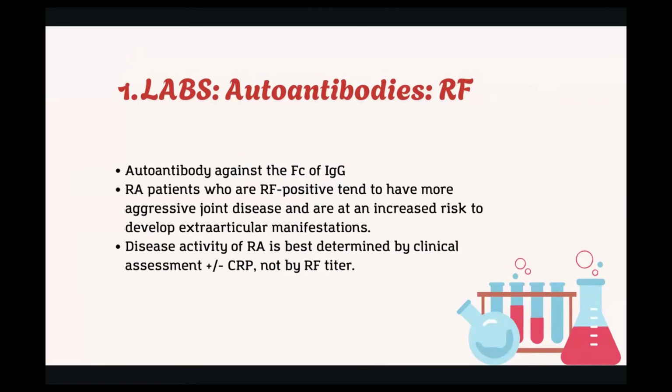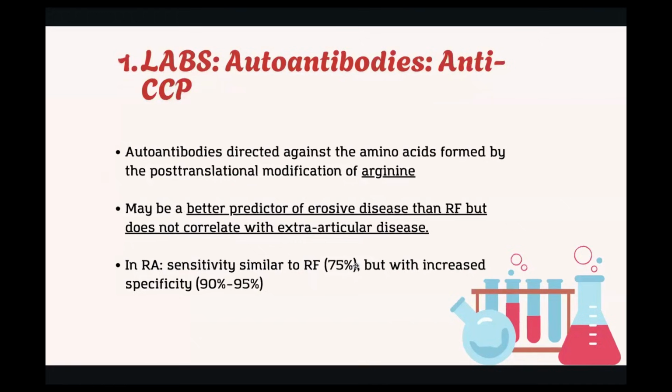antibody, basically. So RF is basically positive in rheumatoid arthritis that is very aggressive. So if I have a rheumatoid arthritis patient and the RF was positive, this means that this patient has a very aggressive joint disease and is at risk of developing extra-articular manifestations. We usually detect the disease activity of rheumatoid arthritis by clinical assessment or CRP, not by RF titer. RF titer is not as sensitive as other testing.